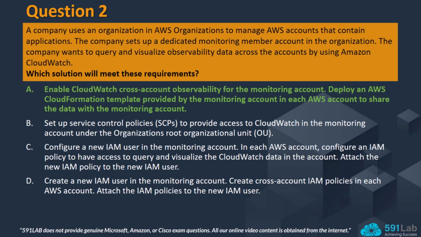For centralized management and efficient cross-account access to CloudWatch data, option A, enable CloudWatch cross-account observability, is the most appropriate choice. This approach aligns with best practices for cross-account access to observability data in an AWS organization. Alright, so let's understand CloudWatch cross-account observability with the help of a diagram.